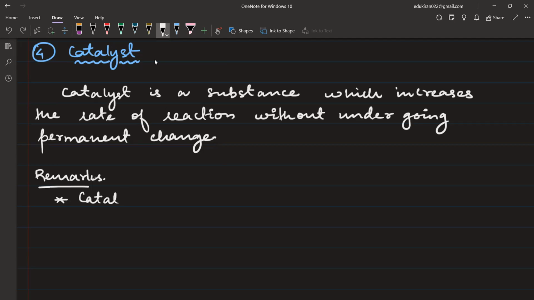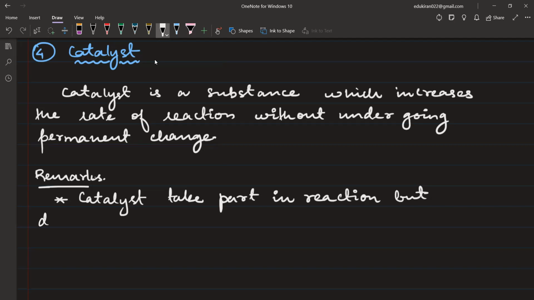Catalysts take part in the reaction but don't get consumed in the reaction.